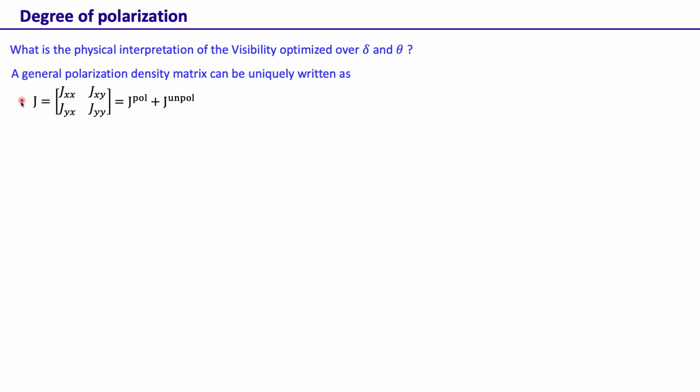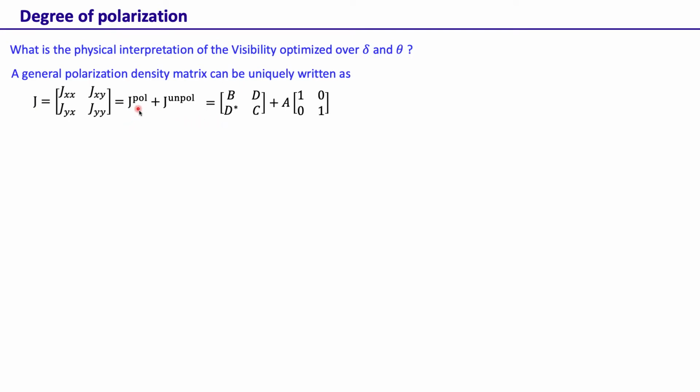This represents completely polarized light, this represents completely unpolarized light. And a generic polarization density matrix, an unknown state, can always be written as a state which is completely polarized plus a state which is completely unpolarized. That means if we had just this state, then the visibility will be equal to 1. If we had just this state, then the visibility will be equal to 0. And a generic state can be written as the sum of these two states.